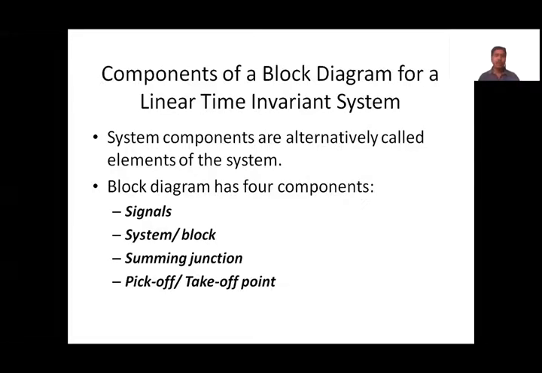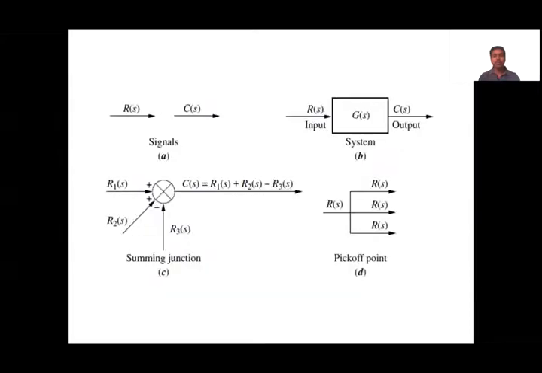And second one is system or block. So a block or a system represents the relation between two or more signals. And third is the summing junction. As we have just seen, the summing point or the summing junction combines two or more signals, maybe addition or subtraction. We can use this junction as a summing point. And last component is pick off or take off point. I'll show you an example about this takeoff point here.